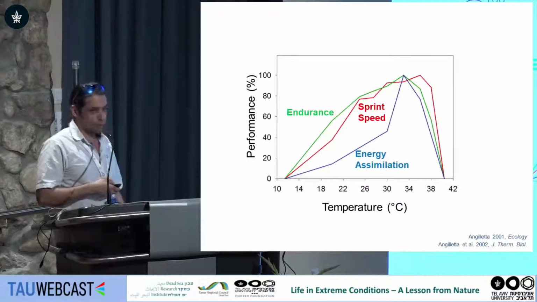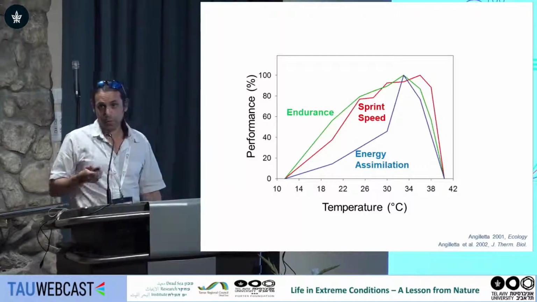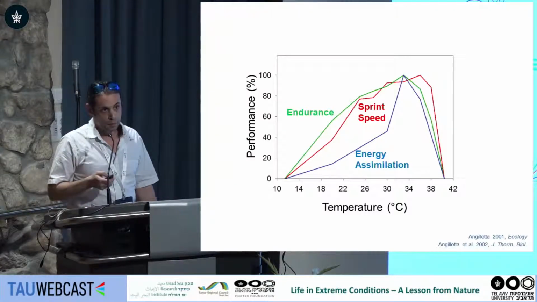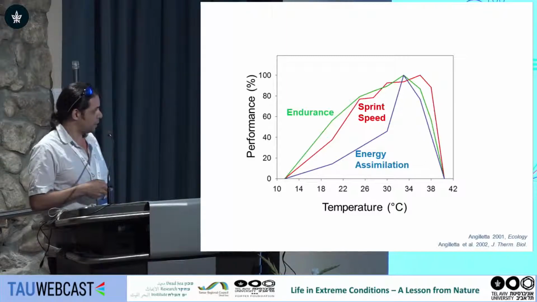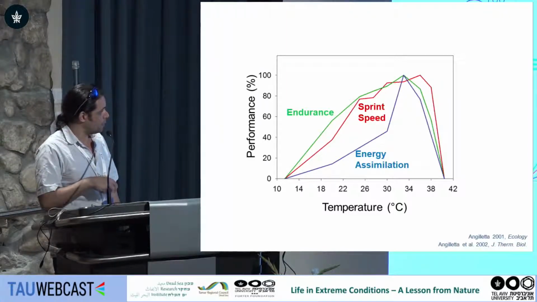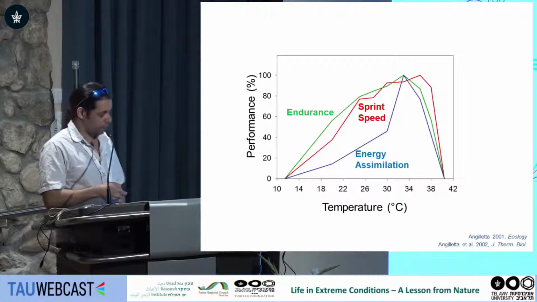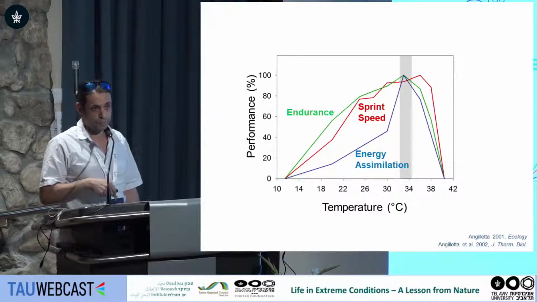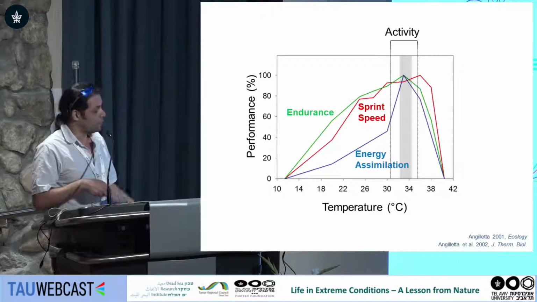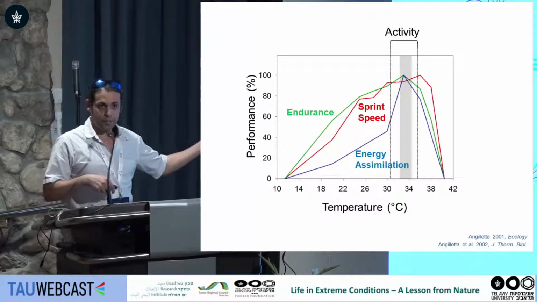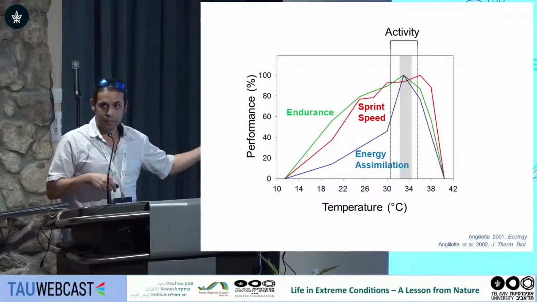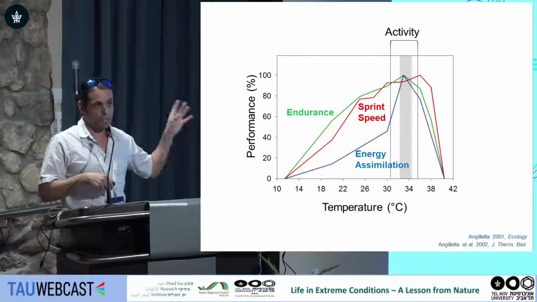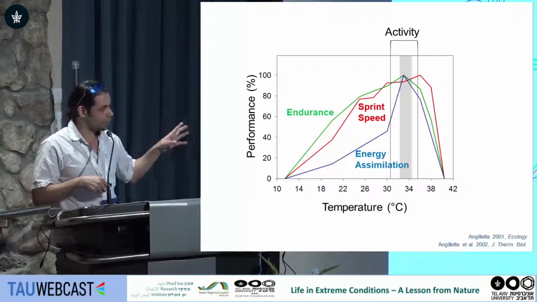So what's the big deal about body temperature anyway? Lizards are ectotherms, and their body temperature changes with the climate. And you can see that the performance of lizards really depends on their body temperature. It's at the maximum only in a small range of temperatures. And when you go outside and catch lizards that are active and measure their body temperature, you'll see that they really keep their body temperature in a small range of temperatures.